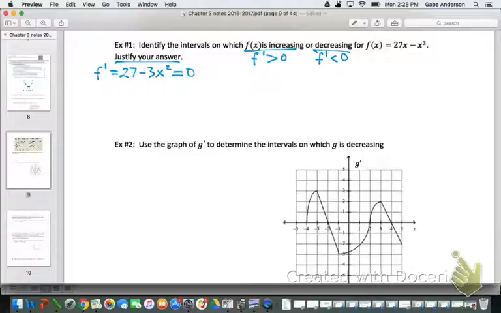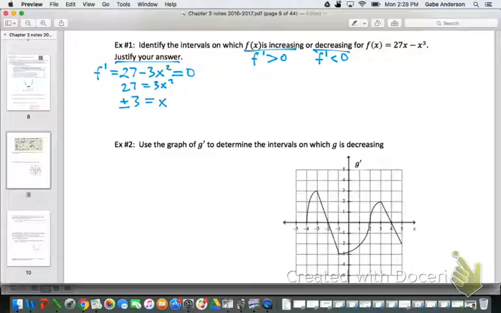Okay, any suggestions on how we solve this? What do you think, Drew? Add the 3x squared over to the other side. Okay, so 27 equals 3x squared. Divide by 3, right? And then take the square root. So I'm seeing plus or minus 3. Yeah. You guys get the same thing? Notice how I'm not hyper concerned about all of your little algebra minutia, right? Adding to both sides, dividing both sides. I want to see that you set f prime equal to 0 and that you solved it.